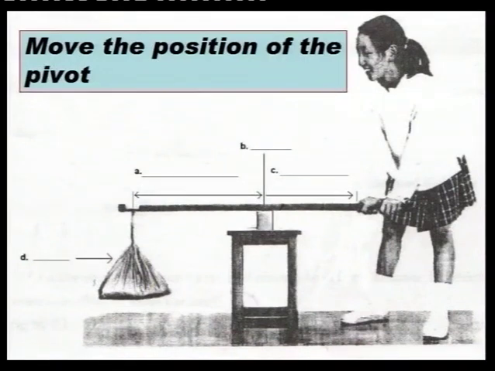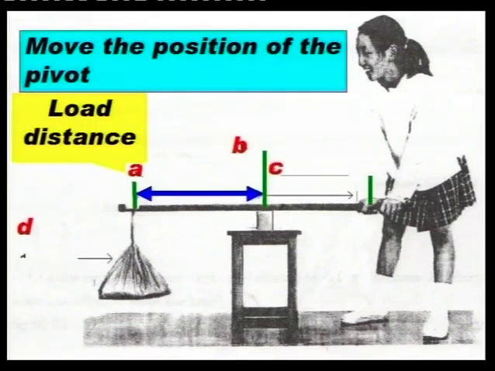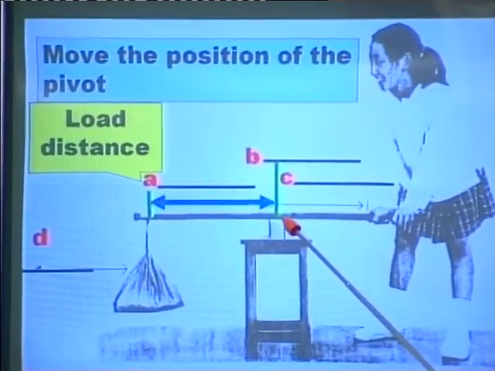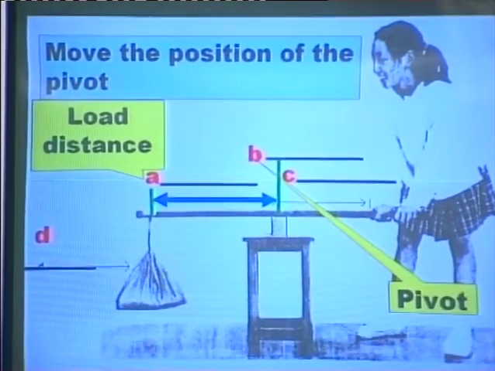Okay, if you said that distance there is a load distance, then you are correct. The load is here, and that distance there is called the load distance. Now, how about from the center to that center here, this center, right at the center? That will be the pivot. Very good. Okay, so that will be the pivot.